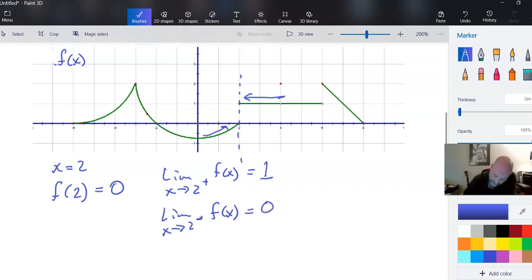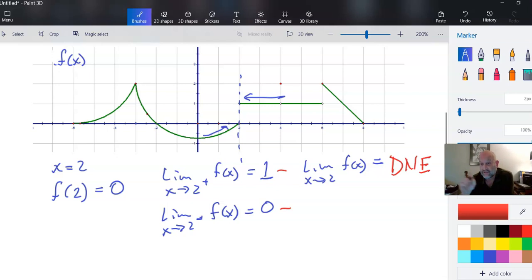So that's a 0. So when you're asked about the overall limit, the limit as x approaches 2 of f of x, these two values here don't match now. This one and this one are not the same value. They're not equal. And so what that means is that this limit does not exist.